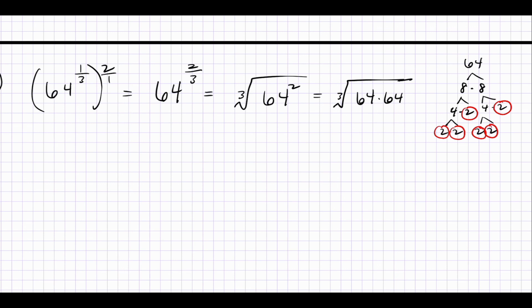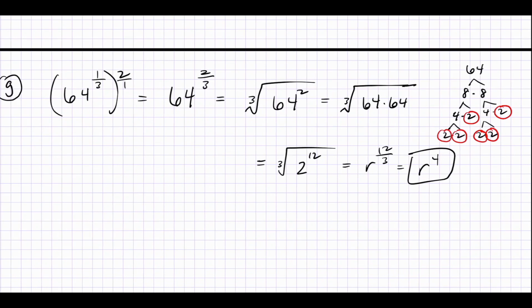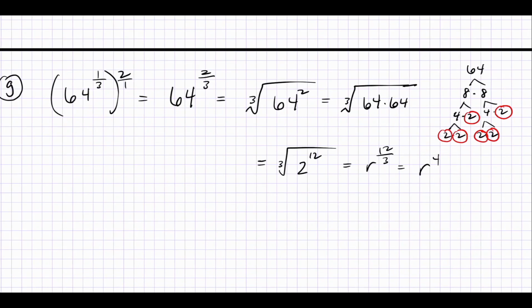So how many 2s do I actually have in there? 12. So you can write 2 times 2 times 2 and so on, or you can just do this. 2 to the 12th, because that's what it means, right? If I have 12 twos, how many triples am I going to have? 4. Or 12 over 3, right? Which is 4. Oops, not r to the fourth. Why do I write r? 2 to the fourth. And what is 2 to the fourth? 16. You're done.